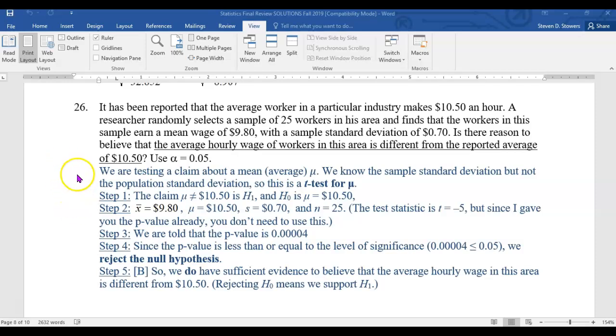Now, we are told that the sample mean is 9.80, and the sample standard deviation, so that would be s, is 0.70, and it's a sample of 25 workers, so that's n, that's the sample size.